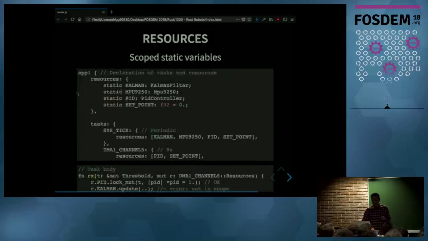When you use interrupt handlers and you need to share data between them, then you have to use static variables. And static variables are troublesome, one, because you might run into data races. But I think a major problem, from my point of view, is that they make the code not readable, because anything can modify the variable, so you don't know who has access to the variable. But with this framework, we have this declarative app macro where you define all your resources, which are nothing else than static variables, and then you declare your tasks and you assign the resources to the task.